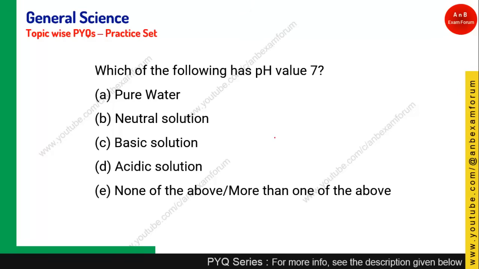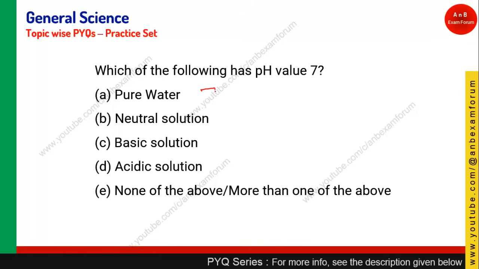Let's see the next question. Which of the following has pH value of 7? As I told you, pure water and neutral solution, these two have pH value of 7. A basic solution will have pH greater than 7, whereas an acidic solution will have pH less than 7. So option E, more than one of the above, is the right answer.